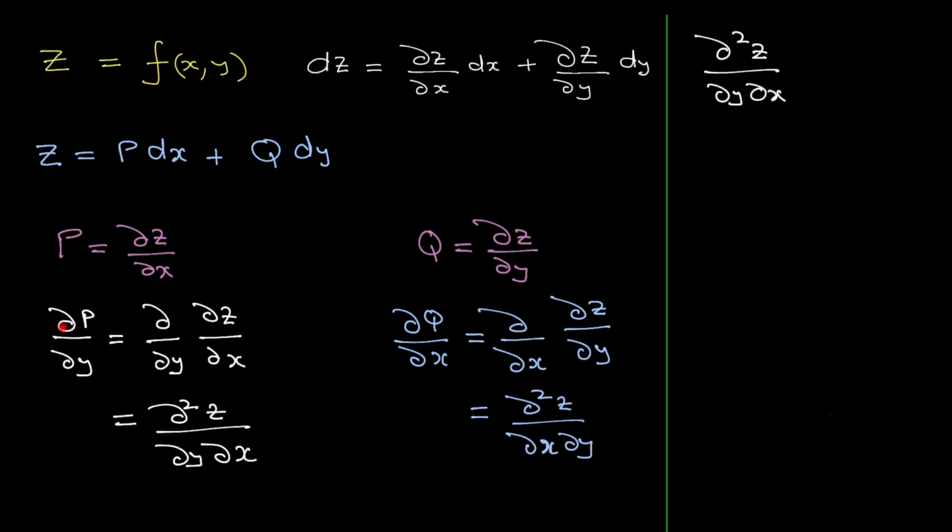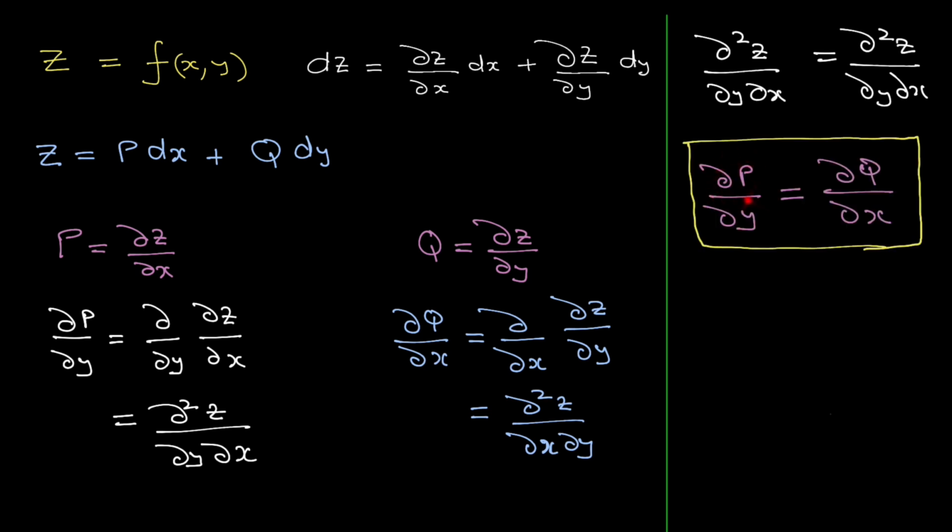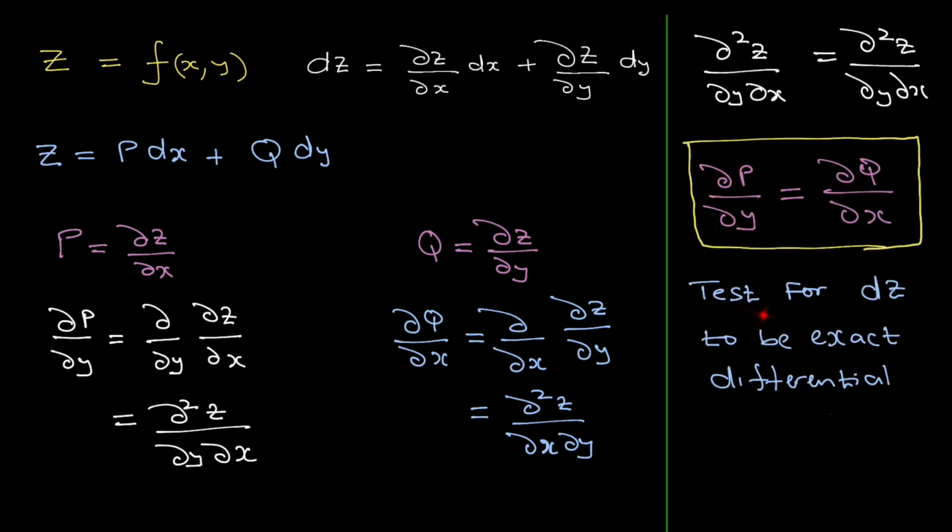So the partial derivative of p with respect to y is equal to the partial derivative of q with respect to x. Because they're equal, we can write this expression, and that is the test for dz to be an exact differential equation. If the function z obeys this rule, that means it's an exact differential equation. But it has to obey this rule, so you have to test this to be able to show that.